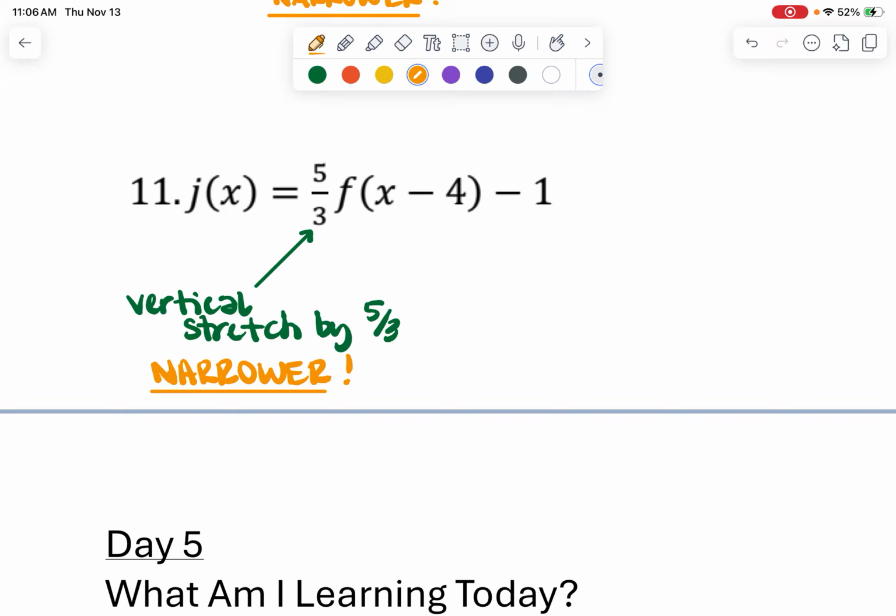All right, and then we have our -4 inside, which means we're going to shift right 4 because it's the opposite of what you would think. And then, of course, how many times can we see a -1 on the end? Goodness, this is shift down 1.